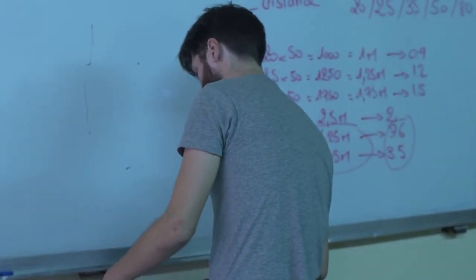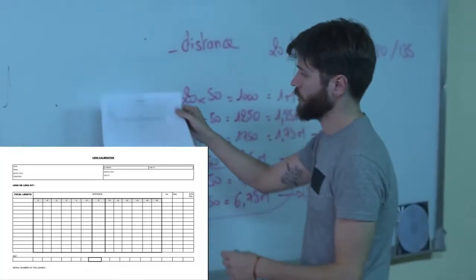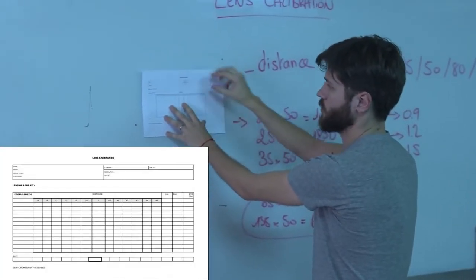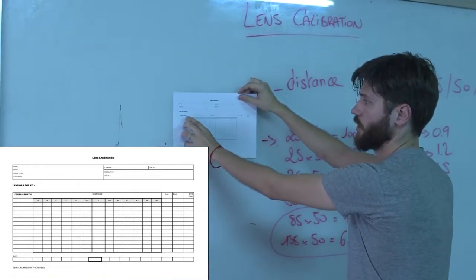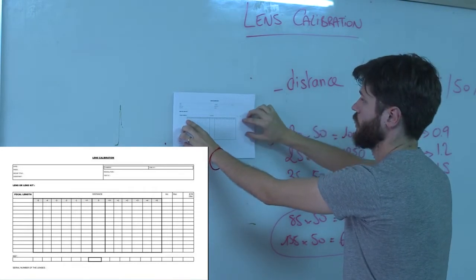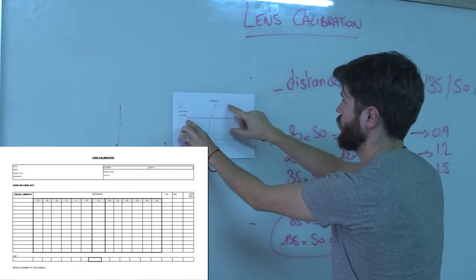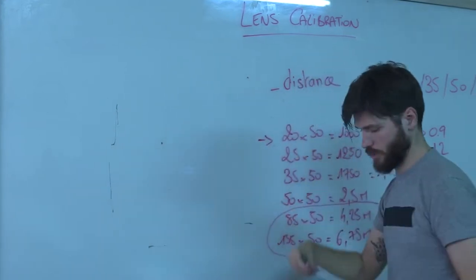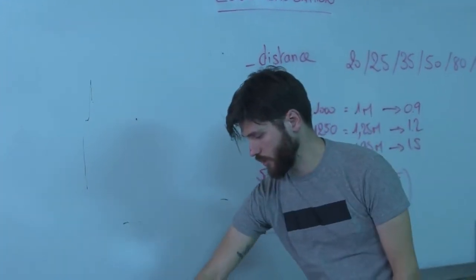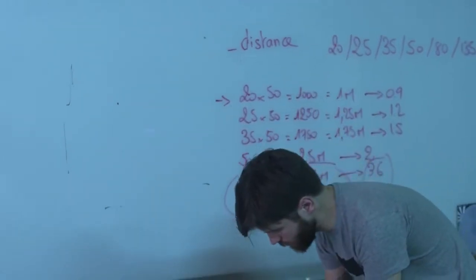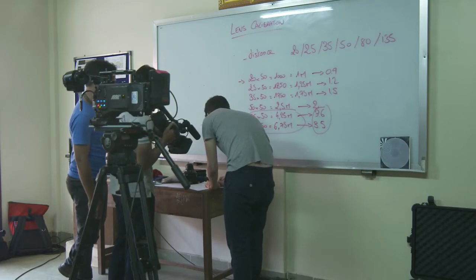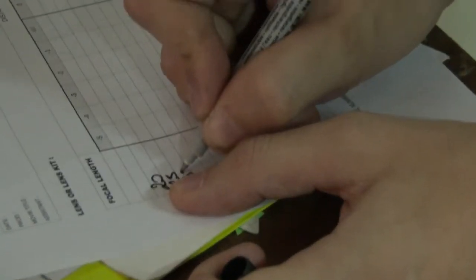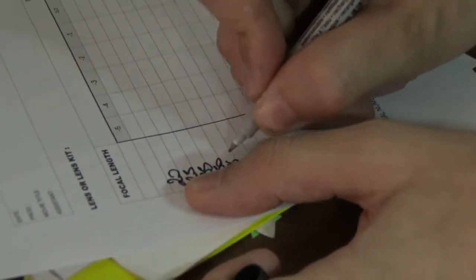I can begin to enter data here on this lens calibration document, because I see that here I can enter the focal length, here the distance, and all this information we'll talk about later. So the first thing I'm going to do is put all this information on this document. So I have 20, 25, 35, 50, 85, 135.